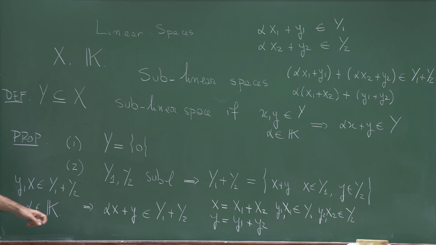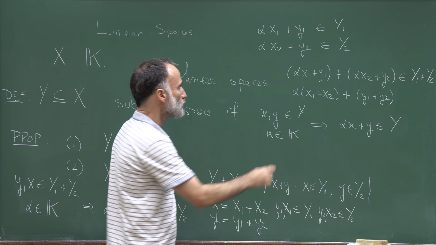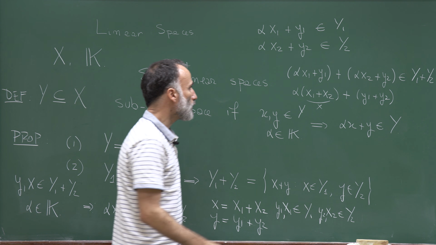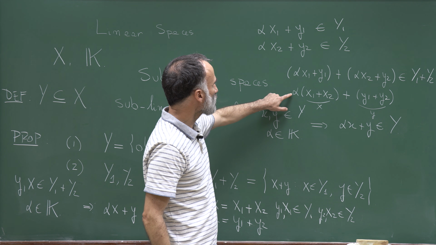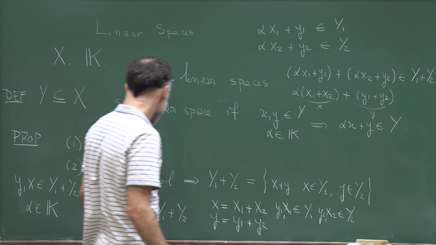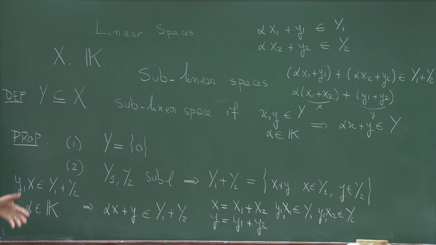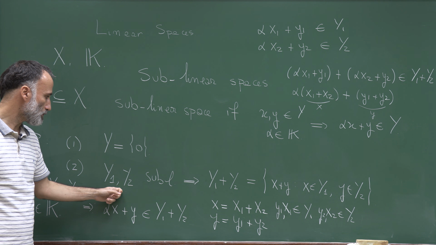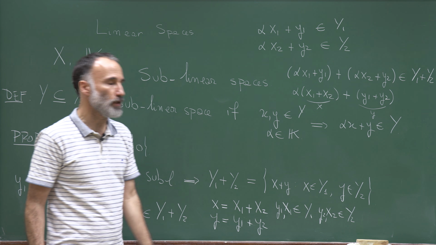And, well, what is x? x is x1 plus x2, so this is x. And y is y1 plus y2, so this is y. And therefore, we proved that alpha x plus y belongs to Y1 plus Y2, which is exactly what we wanted to prove. So we have just shown that if we have two linear subspaces, then the sum of these two spaces is also a linear subspace.